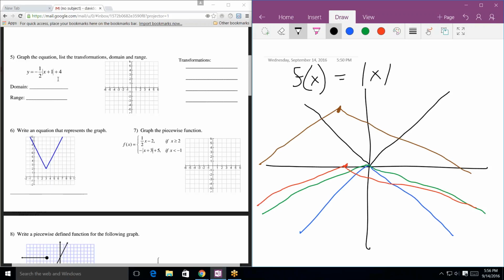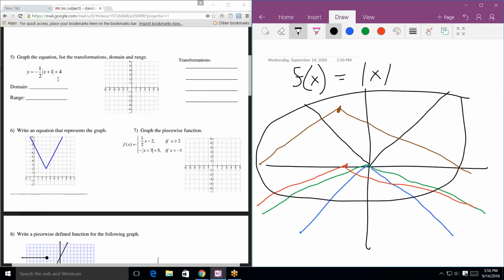Yeah. In other words, you can always read the range by looking at the graph. And that's 4, we know that. And we can tell that this brown line goes down to negative infinity on both sides, but it never gets above 4. So the range is negative infinity to 4.